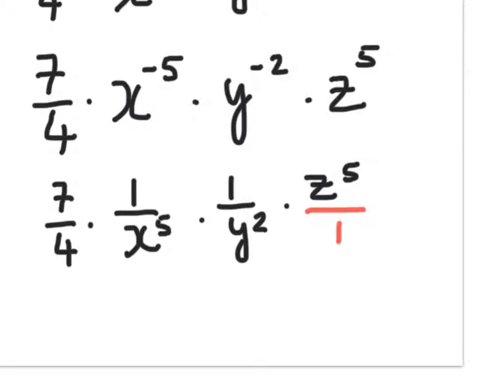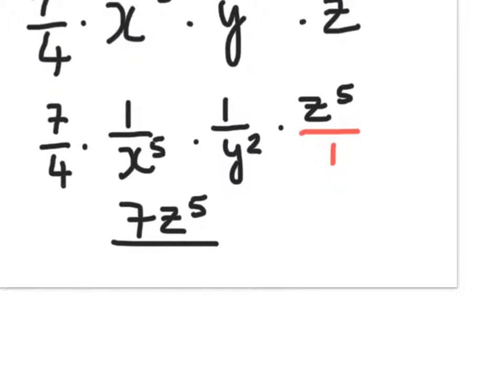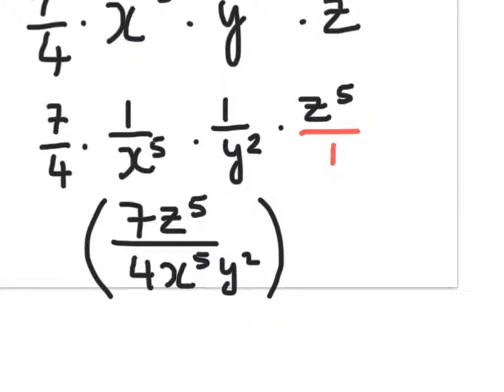Now we're multiplying 4 fractions. Top times top, 7 times 1 is 7, times 1 is still 7, times z to the power of 5. Okay, multiply along the bottoms. We get 4 times x to the 5 times y squared times 1, which is 4x to the 5 y squared. Now, it's very important that we don't forget that that's just simplifying what was in the parentheses. We still have the -2.